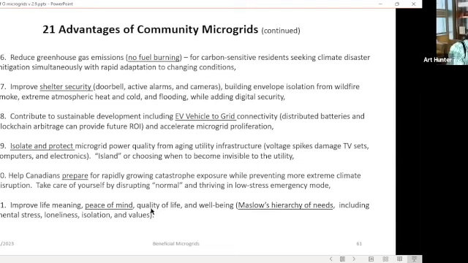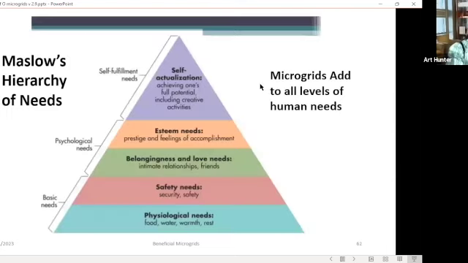Now, the 21st, this is really the big one. It improves life meaning, peace of mind, quality of life, well-being, which really addresses Maslow's hierarchy of needs, including mental stress, loneliness, isolation, values. I went and pulled this out and said, how can microgrids really assist in all this? Well, look, basic needs: food, water, warmth, rest. Yes, security. We've talked about all these.